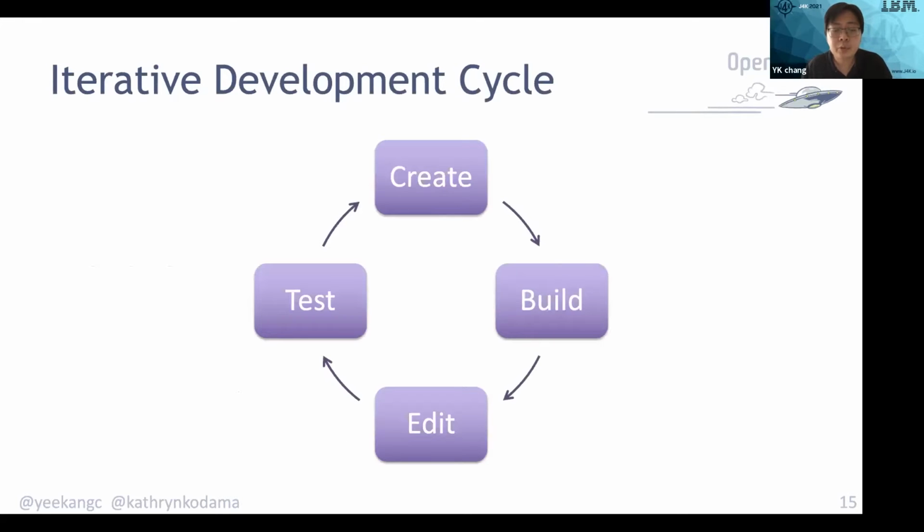So to help us think about the different tools that we have, we came up with a simple model, right? This is nothing fancy. We are all familiar with it, right? So the iterative development cycle looks like this. You start with, say, creating something, and then you'll be building it, you'll be editing, and then you'll be testing, right? So we just use this simple mental model to talk about the different tools that we have out there for working with MicroProfile and Jakarta EE.